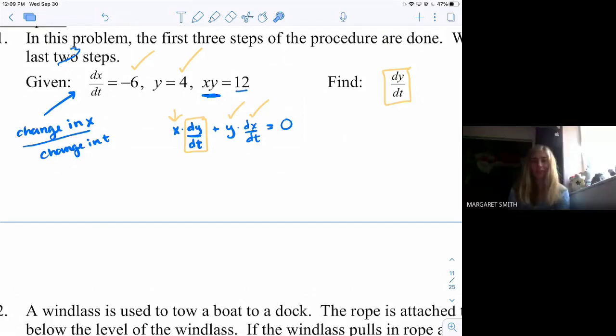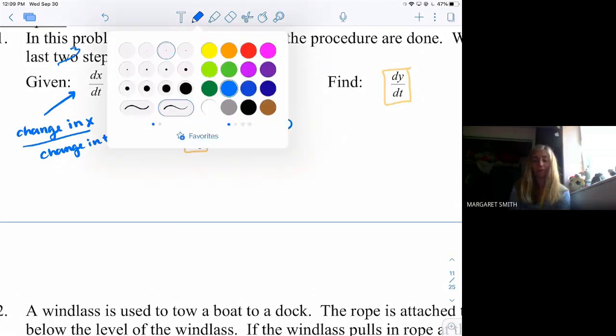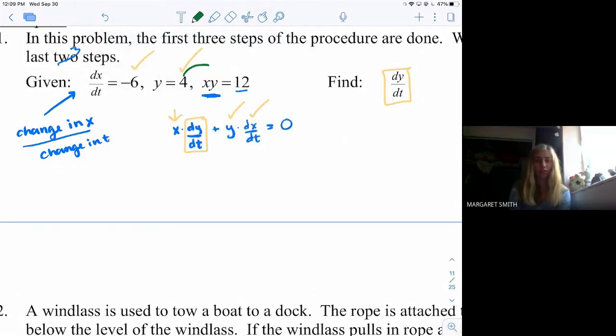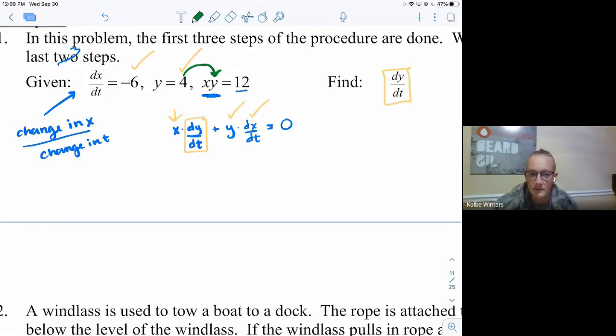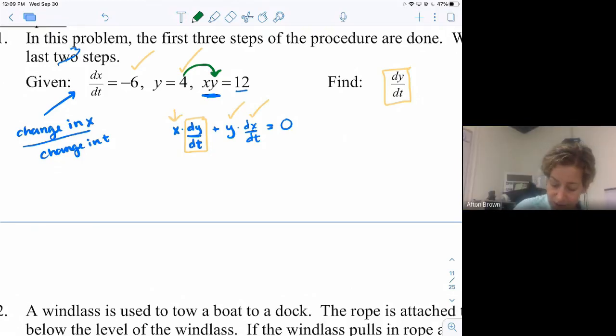You could plug in 4 for y in x times y equals 12. Perfect. Since we know the y value, we can plug it in here. So we'd have x times 4 equals 12, divide by 4, so x is 3. We're using the original equation to solve for the piece that wasn't explicitly told to us, but now we know what to plug in.